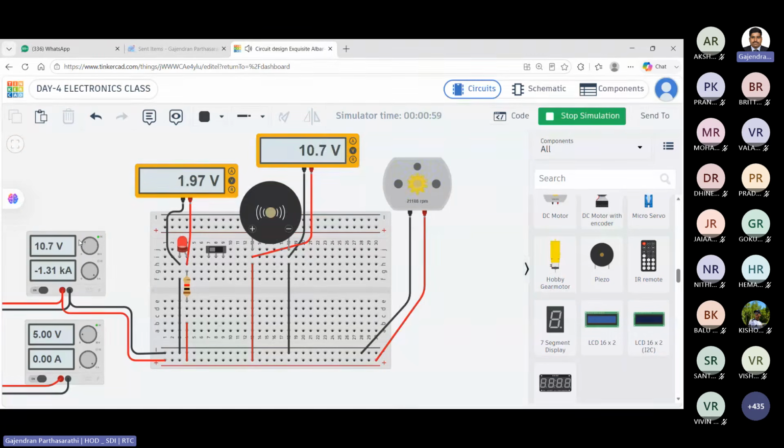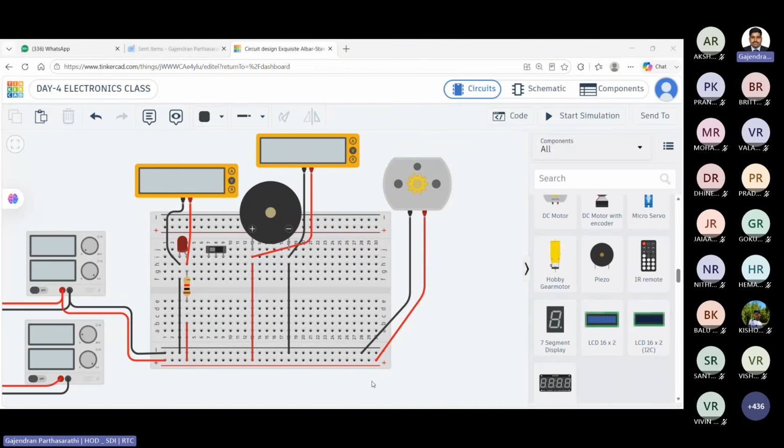Okay, good. Now, what we have learned so far, what you people experimented so far, please type it in the chat. What we learned so far, what we experimented. Quick. If anyone doesn't know, stop and tell. Please type it in the chat.